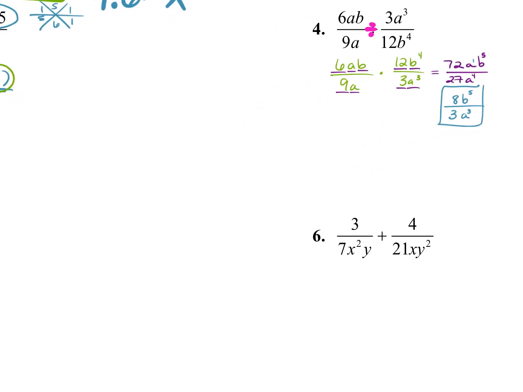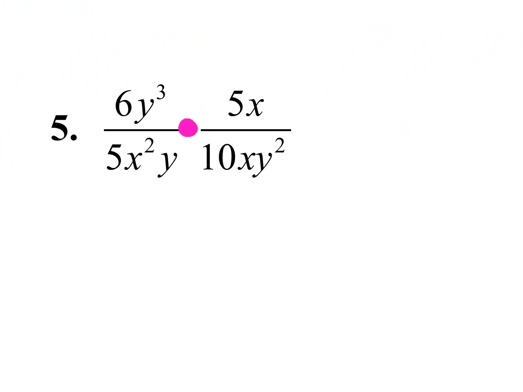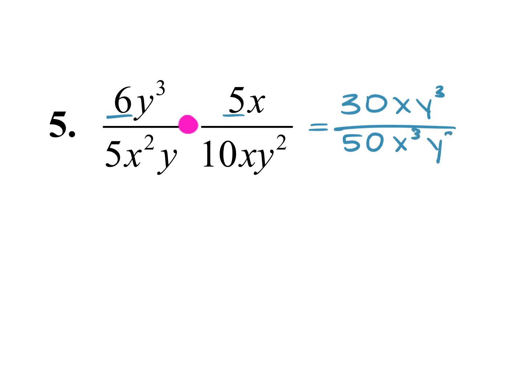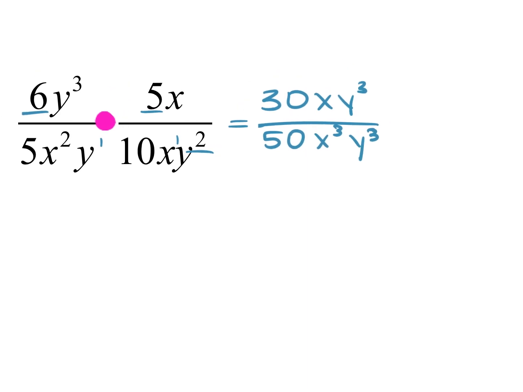Over to number 5. Number 5 is multiplication again. If we go straight across, you get 6 times 5 is 30, x, y to the third. Straight across on bottom, you get 50, x to what power? The third, y to the third. Again, you're just adding your exponents. And now you simplify. What's y to the third over y to the third? It's 1. Those go away.